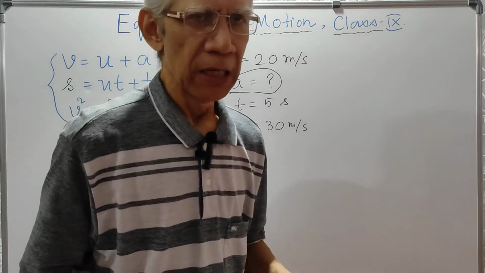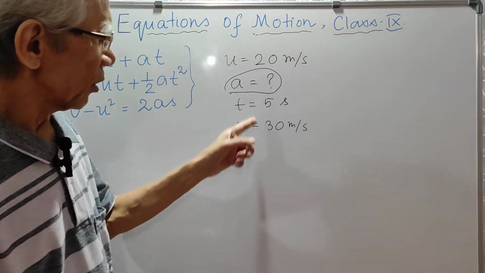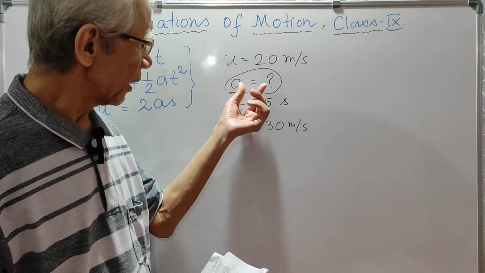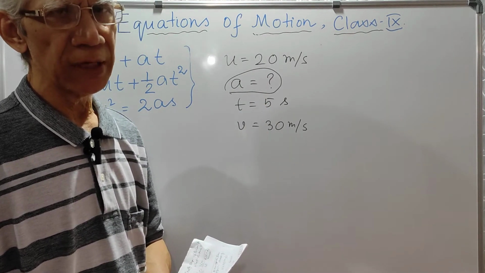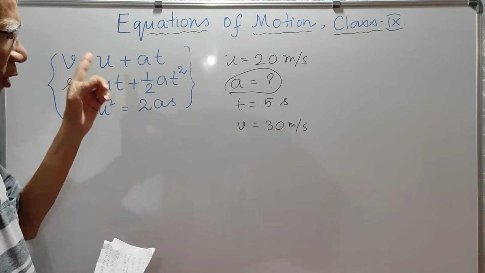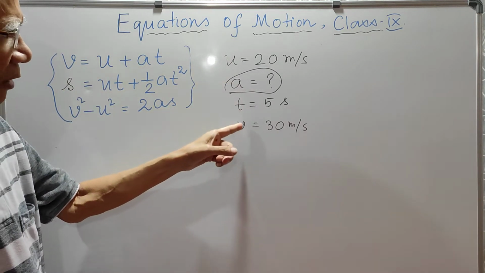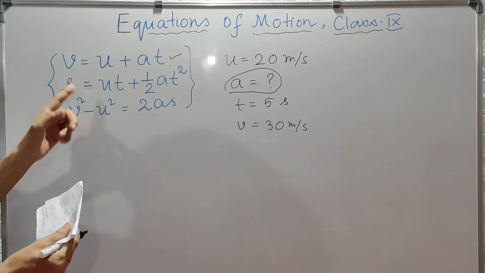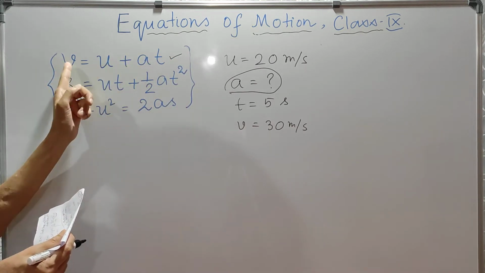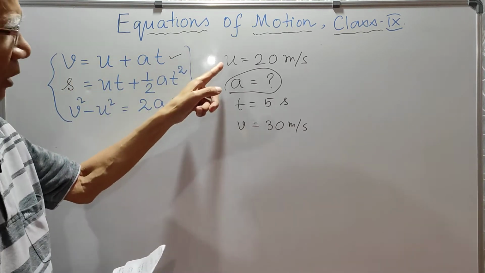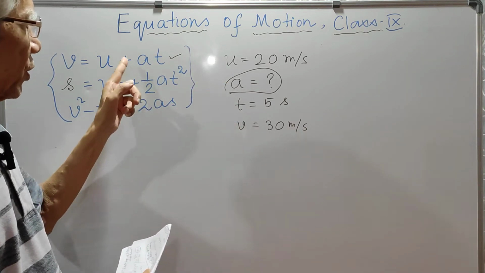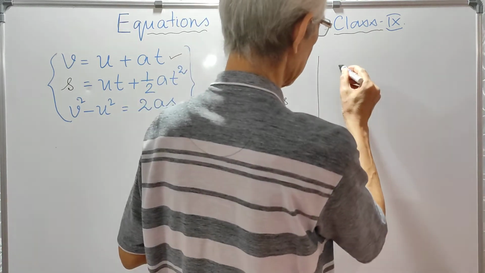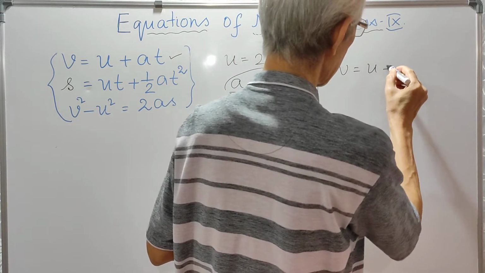All right. So you see, out of 4 quantities, 3 are given. Now the a, the unknown one, you have to find out. Now you choose the formula containing u, a, t, v. So I find that this formula contains u, a, t, v. So I'll use this formula. All right. So how to use the formula? See, v equal to u plus at.